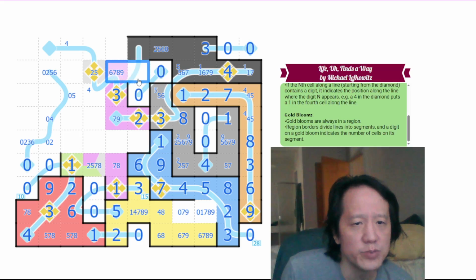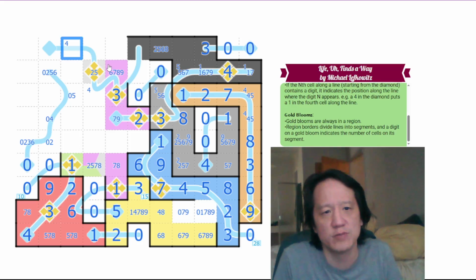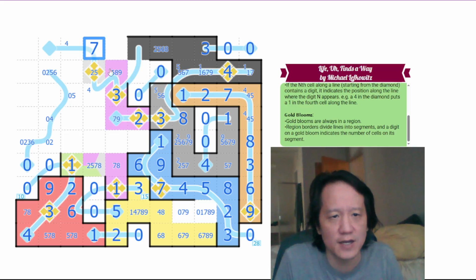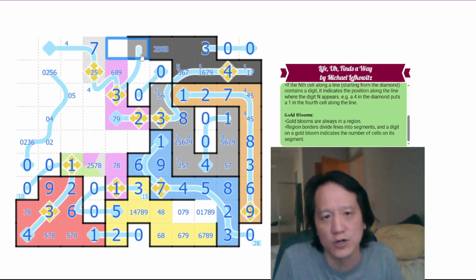So 6 has to be in, so 3. 1, 2, 3, 4, 5, 1, 2, 3, 4, 5, 6, 7. So this must be 7 here, which means this can't be 7. This has to be a cell. It's likely light. It could be dark. No, it can't be dark.